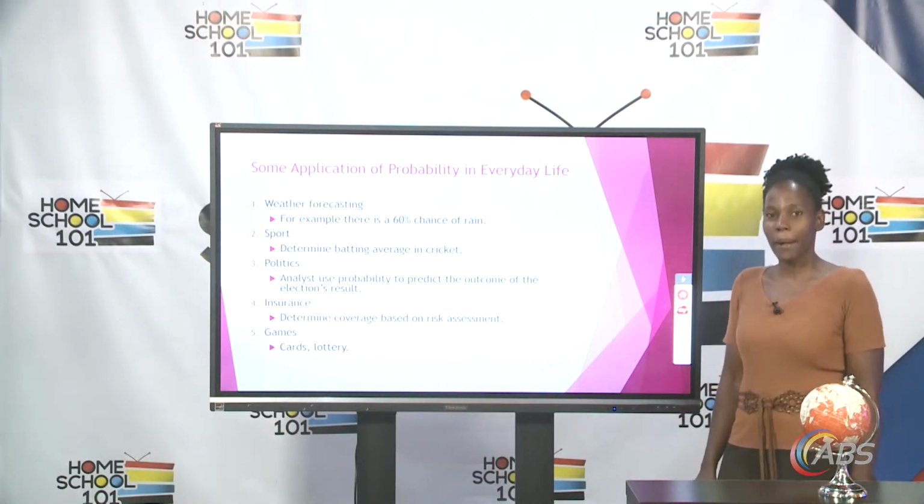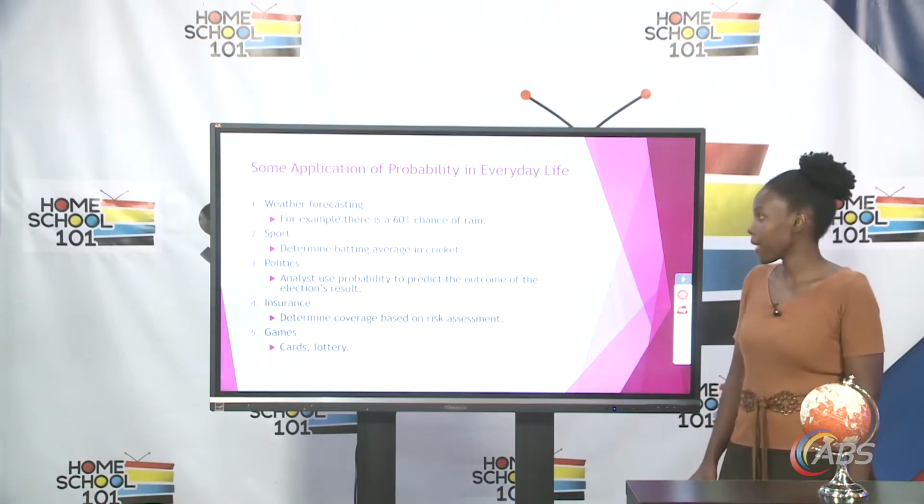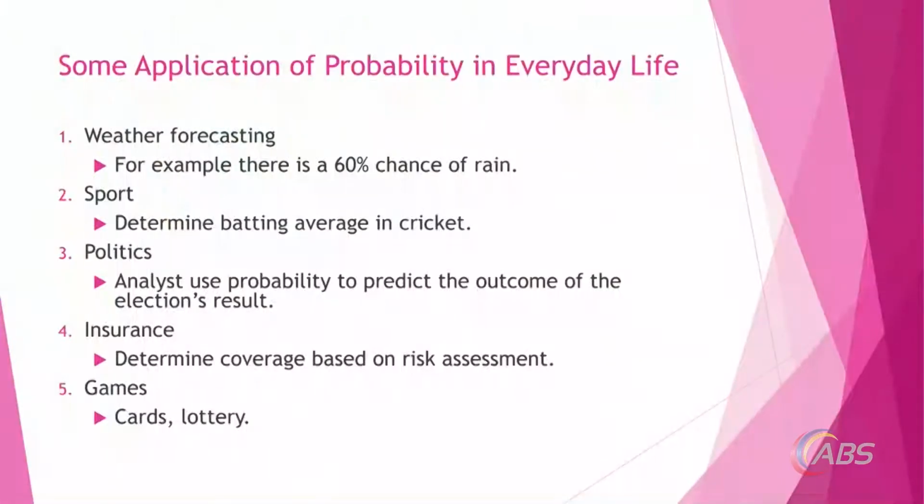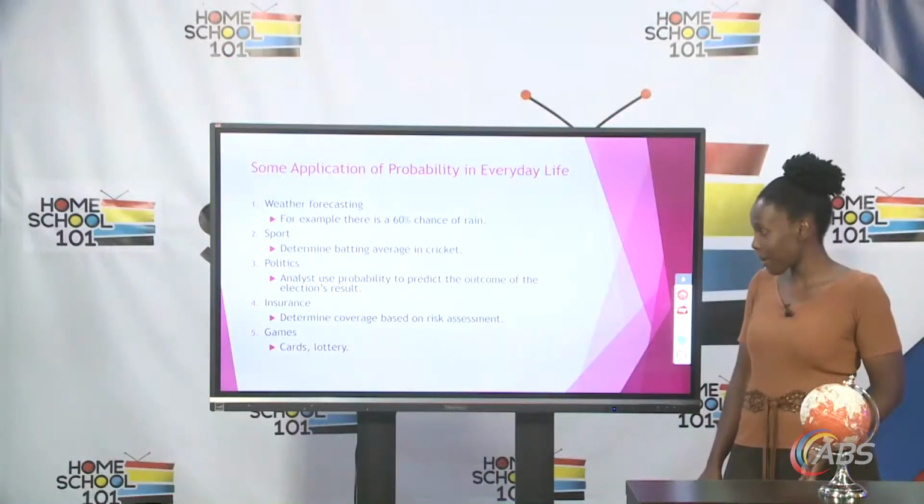So, what are some applications of probability to everyday life? We use probability in weather forecasting. For example, you may hear the weather reporter state that there's a 60% chance of rain. That is probability being used. Probability is used in sport to determine batting average, for example, in cricket. In politics, analysts use probability to predict the outcome of election results. Probability is also used in insurance when determining coverage based on risk assessment.